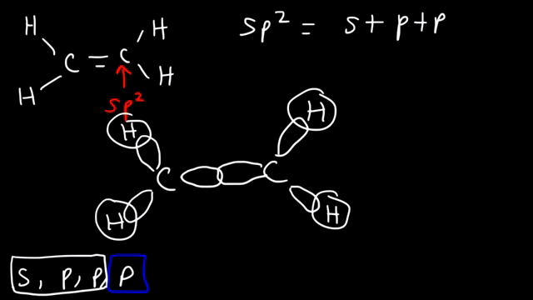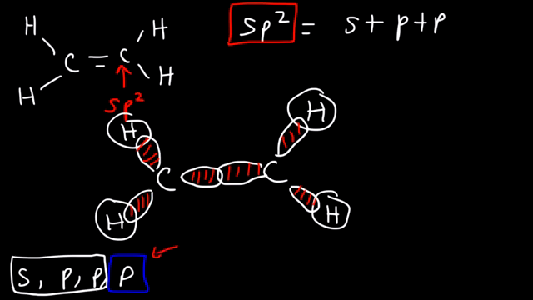So if you count the number of sigma bonds around a carbon atom, you can see we have 1, 2, 3. And those represent the 3 hybrid orbitals that came from these 3 atomic orbitals. In red, I'm going to highlight all the hybrid orbitals. So the orbitals in red represent the sp2 hybrid orbitals.